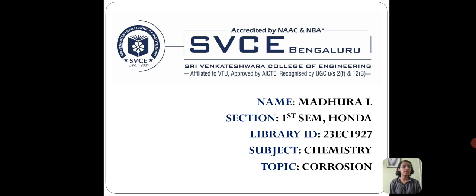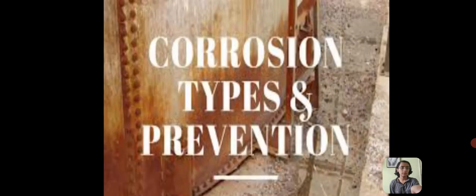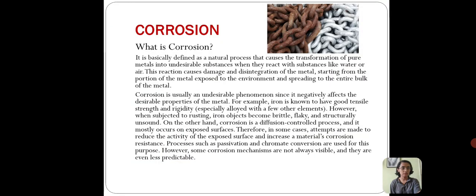Today's subject is chemistry and the topic is corrosion. Corrosion types and prevention. What is corrosion? It is basically defined as a natural process that causes the transformation of pure metals into undesirable substances when they react with substances like water or air. This reaction causes damage and disintegration of the metal starting from the portion of the metal exposed to the environment and spreading to the entire bulk of the metal.